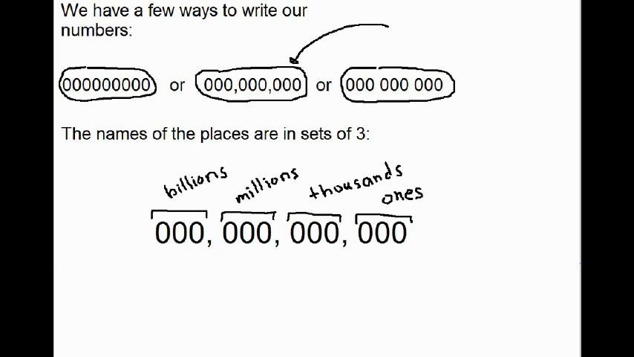Now, there are larger values than this. We could continue working our way left, and there are names of the values that get bigger and bigger, but for our purposes, we're going to stop at the billions. So these are groups of values here, but as you can see, in each group, there's 3 different places, and each of those 3 places has its own name.